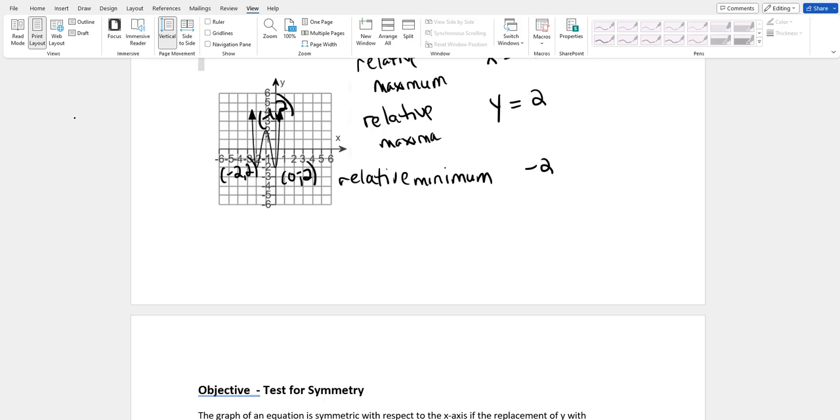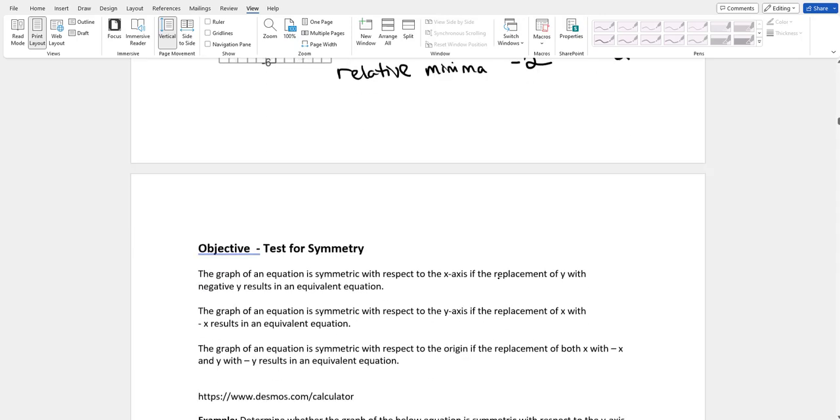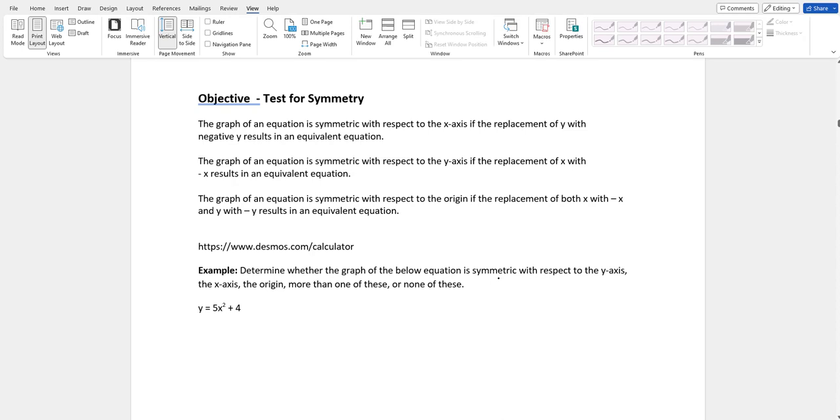Next, we're going to talk about the test for symmetry. The graph of an equation is symmetric with respect to the x-axis if the replacement of y with negative y results in an equivalent equation. The graph of an equation is symmetric with respect to the y-axis if the replacement of x with negative x results in an equivalent equation. And the graph of an equation is symmetric with respect to the origin if the replacement of both x with negative x and y with negative y results in an equivalent equation.